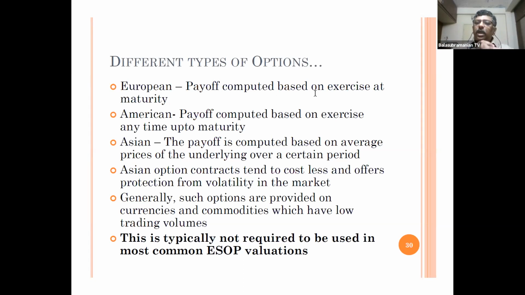So Asian options, why are they interesting? Asian options are likely to cost less and offer protection from periodic volatility in the market. Some spike on a given date does not affect you because your contract is not closing on that particular date. That day's spike does not affect you significantly. Those are the benefits of Asian contracts. By and large, this is not typically required in common ESOP valuations.